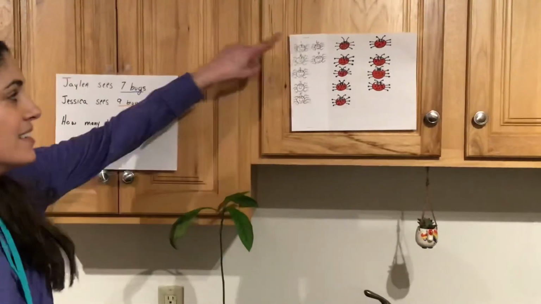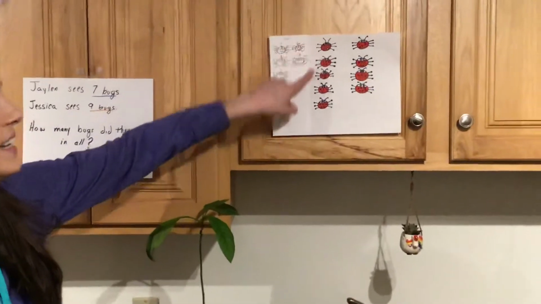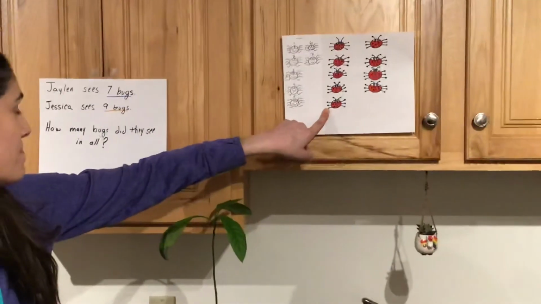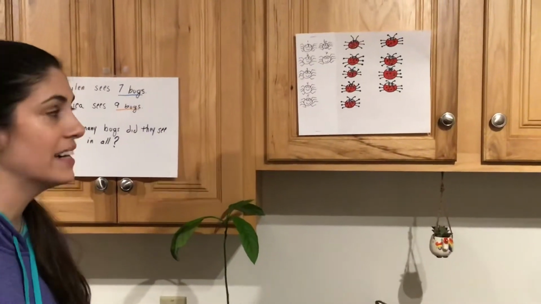Here you see 7 spiders, 7 bugs that Jalen sees. And you see 9 ladybugs. This is the number Jessica sees. We want to figure out how many they see in all.